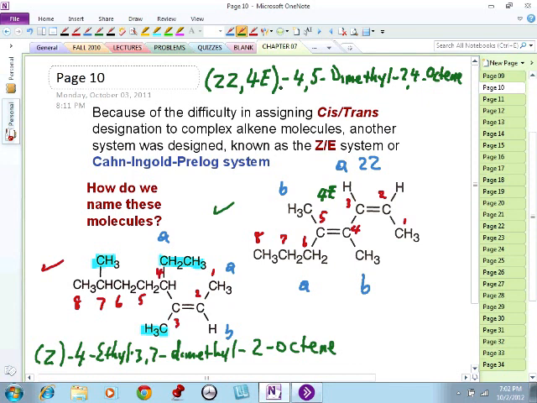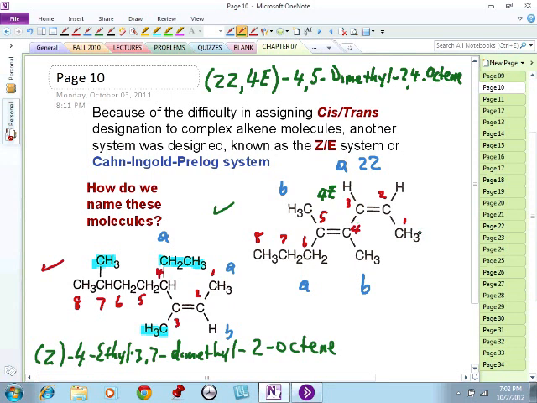We could go the other way. This methyl here, this here, that's part of the chain. That's part of the chain. Yes.